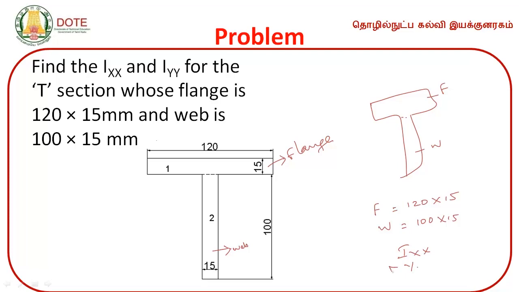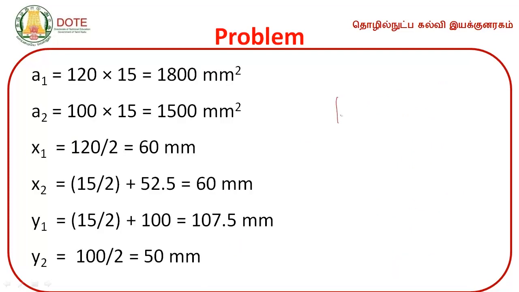Ixx and Iyy. We have to find the two values. So the given cross section is the T cross section. So part 1, part 2. This is 120 mm, height is 15 mm, this is 100 mm and this is going to be 15 mm.